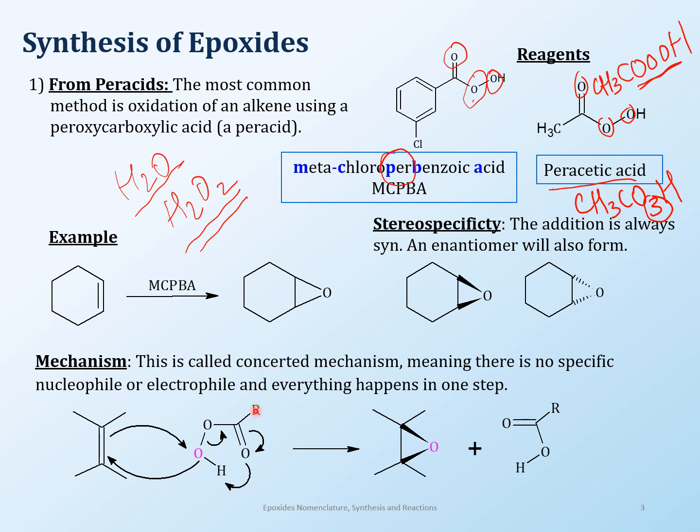These concerted mechanisms are all happening together at one time. Anyway, so that's the mechanism of forming an epoxide, okay? And this is the synthesis using an alkene and peracid.